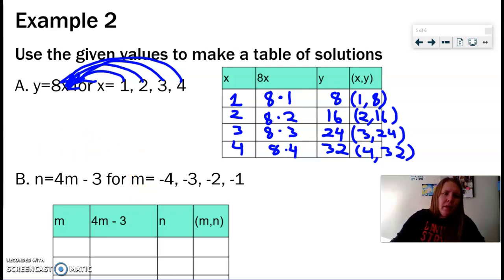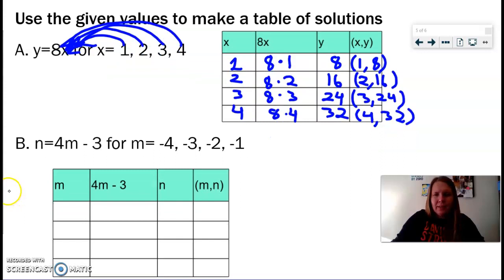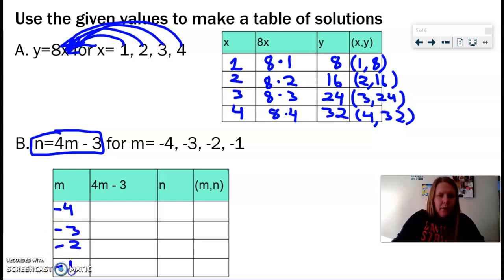Now, I'm not a big fan of B. I should have rewritten this as x and y, as I mentioned earlier, because they use m and n. So in this case, we're going to do m and n. I think it's just more important to understand x and y, but we're going to set it up as similar. So this time we've got this equation. n equals 4m minus 3. This time I've got values for m. They want to use negative values. So on my m category, I'm going to go ahead and put them in. -4, -3, -2, and -1.